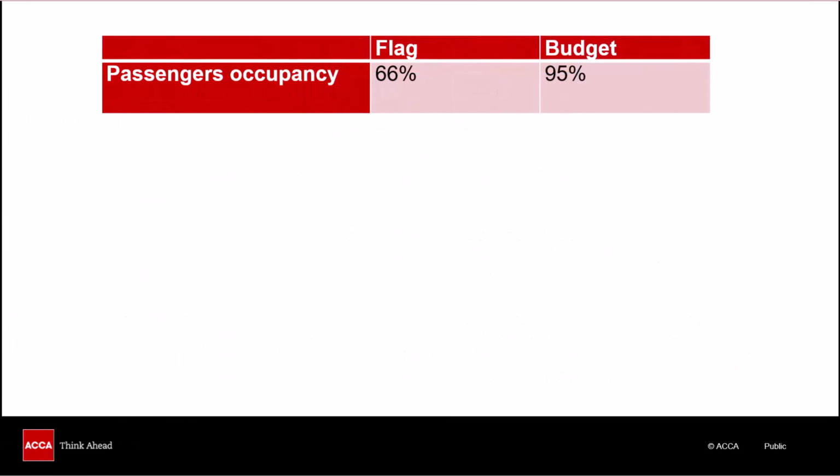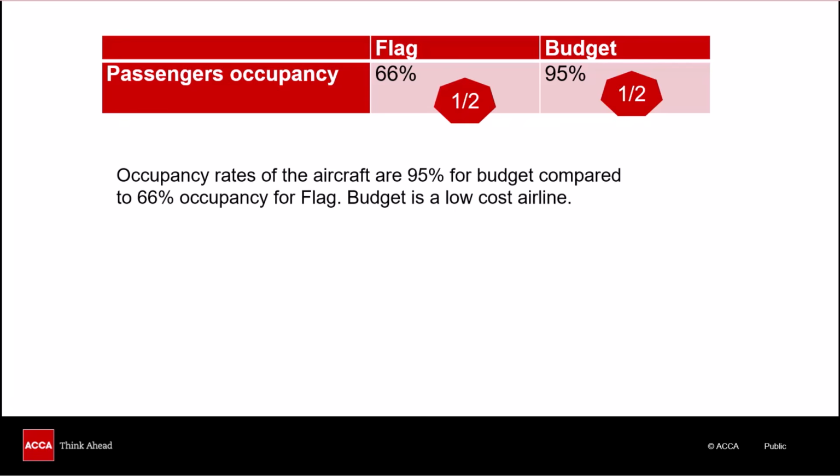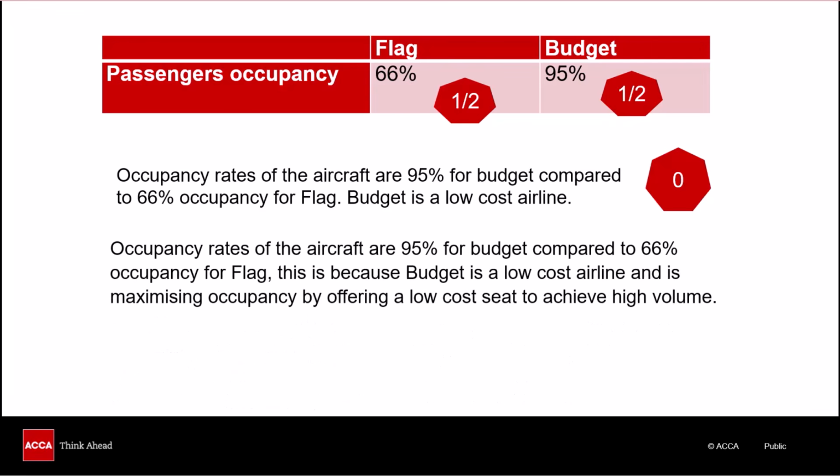Here is another example based on passenger occupancy. We again get half a mark for each of those calculations, but we get 0 marks for this because it's a statement of those ratios. It's not explaining. It's the explanation that gets the mark. This is because Budget is a low-cost airline and is maximising occupancy by offering a low-cost seat to achieve high volume. Please make sure you explain and apply to the scenario.